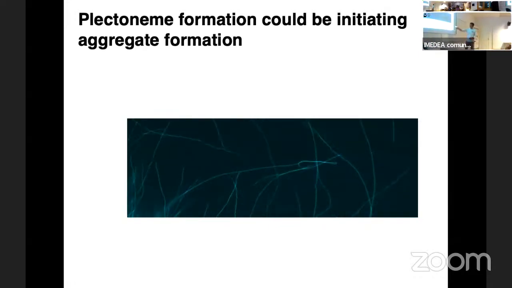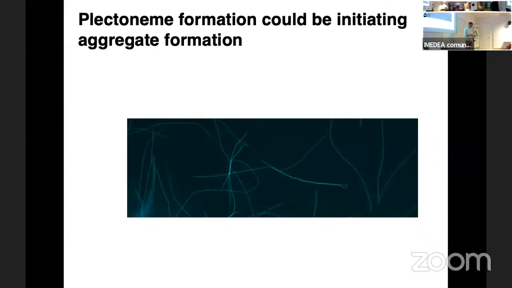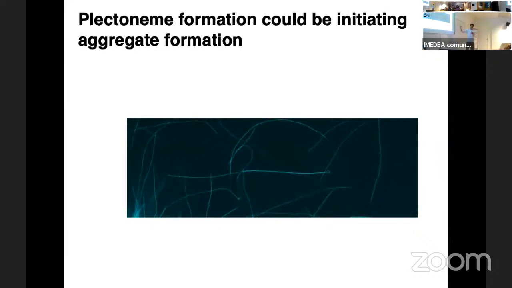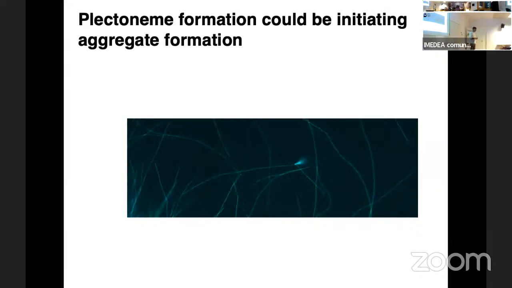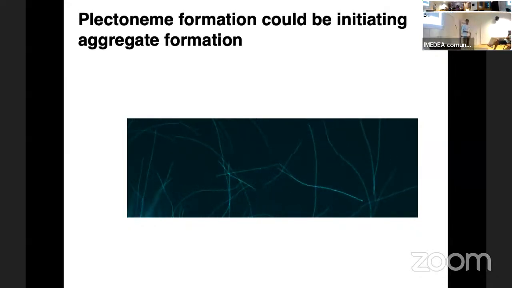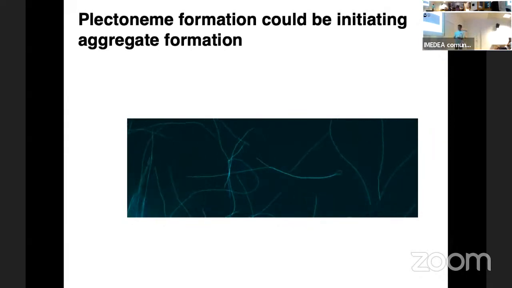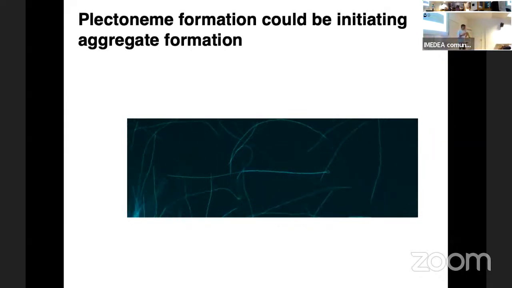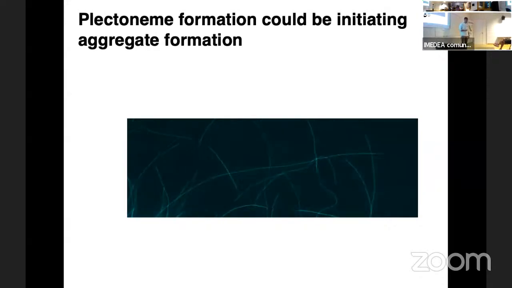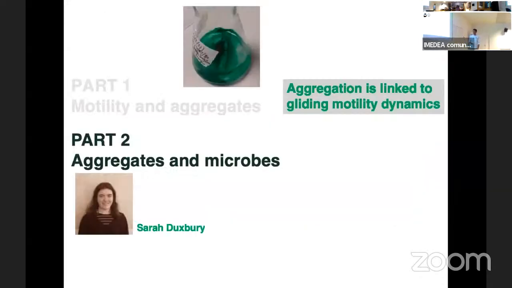And when it happens, it can create this dragging phenomenon, and it can also drag other filaments. And you can get entanglements around this plectoneme. So we think perhaps this relates to the aggregate formation and some of the aggregate dynamics, but that's something we're trying to explore.